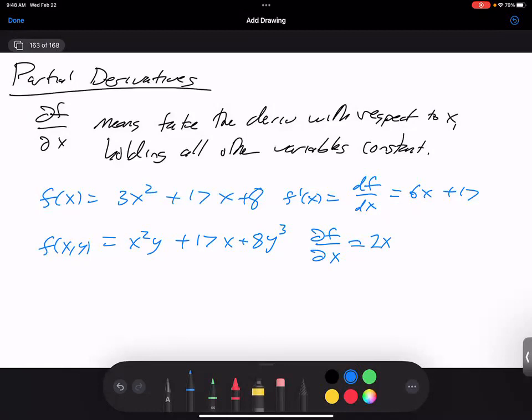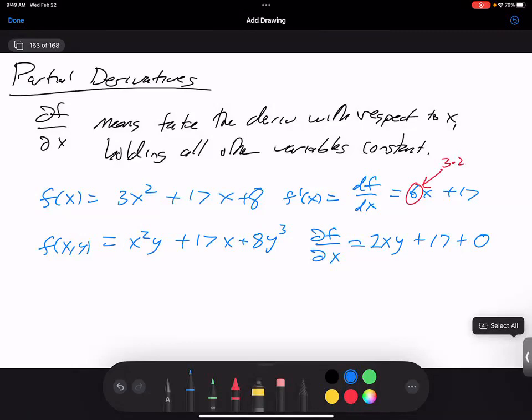Just 2x? 2xy. So really, I should view this 6 as 3 times 2. What's the derivative of 17x? What's the derivative of 8y cubed with respect to x? 0. And there you go. So you've just learned how to do partial derivatives.